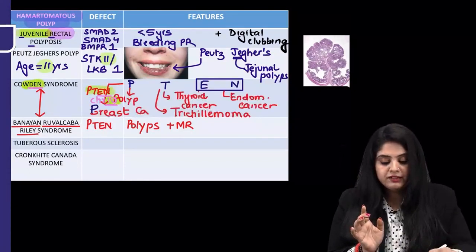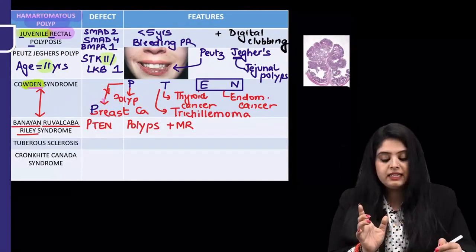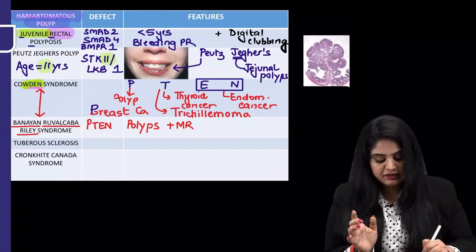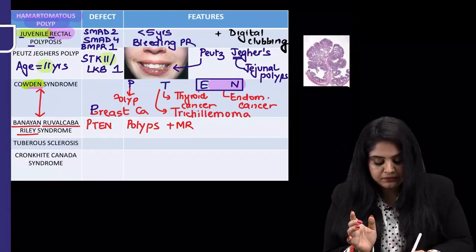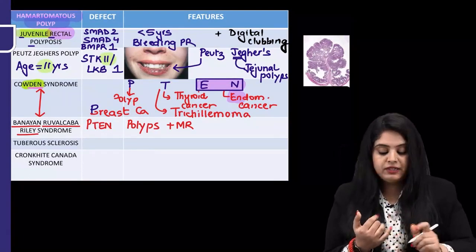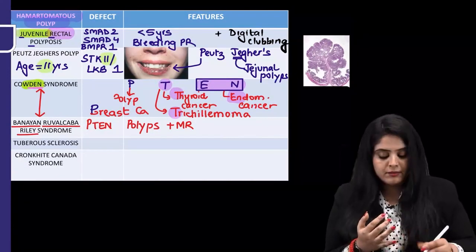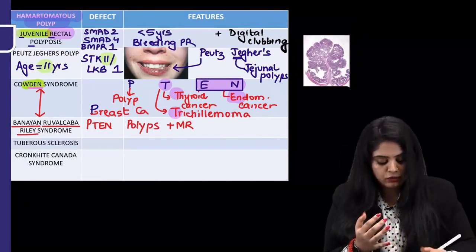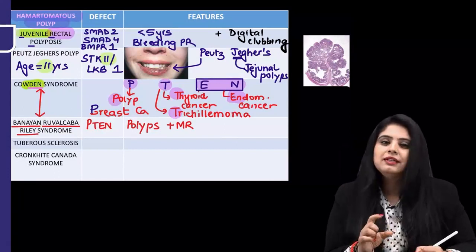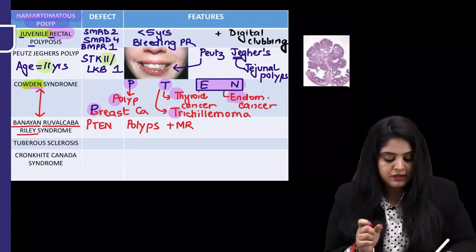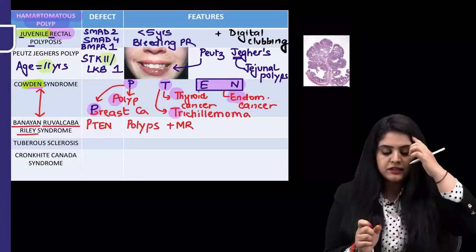I told you a very simple thing. If you guys remember, I'm going to repeat it once again for you. What did I teach you for Cowden? P10 is the mnemonic, so let's read it again. What do we have with P10, guys? Let's start from N. N is endometrial cancer. T for two things, thyroid cancer and tricholemmomas, and P for, one, simple, P you make polyp, and a little complicated, P you change into a B and that is breast cancer.